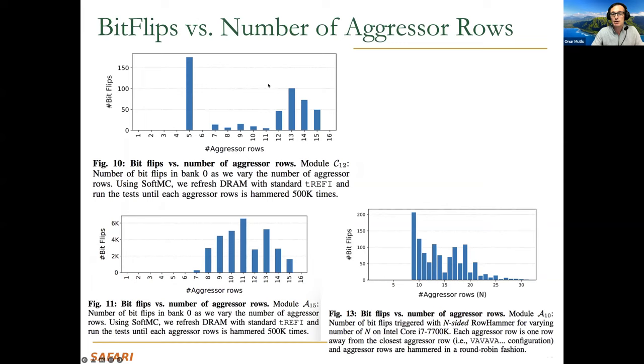So these are some examples. This is a module from manufacturer C. You can see that if you hammer five aggressor rows, you get a lot of bit flips. You can get bit flips if you hammer more. So there are some idiosyncrasies that we don't perfectly understand. But if you start hammering more rows, clearly the number of hammerings that you do in each row reduces. So that's one of the reasons why you get fewer bit flips. So there are trade-offs associated with it. And we don't completely understand in this work what's happening internally. I will later talk about another work where we understand much better. But the takeaway is that you can find hammering patterns that can induce bit flips, even in those chips that are claimed to be protected against RowHammer.